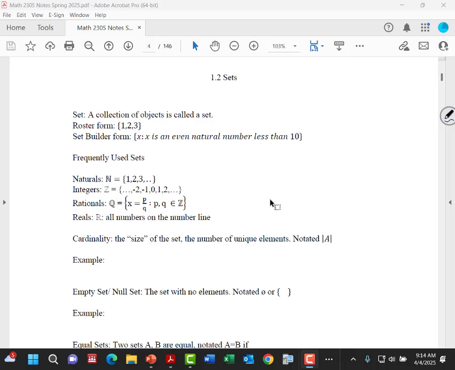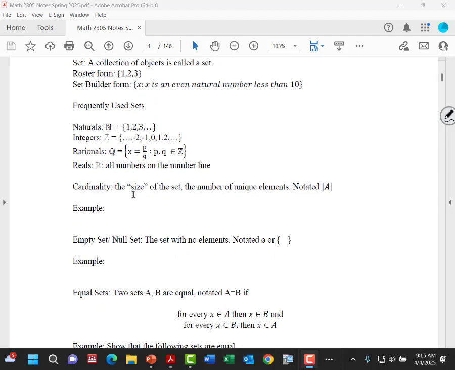So in this section, we want to take a look at sets. Sets are possibly one of the most fundamental and basic ideas or concepts in all of mathematics. We have listed here some frequently used sets. We have the natural numbers, the integers, the rational numbers, and the reals. We generally use a scripted letter, whether it's N, Z, Q, or R respectively, for these specific sets of numbers.